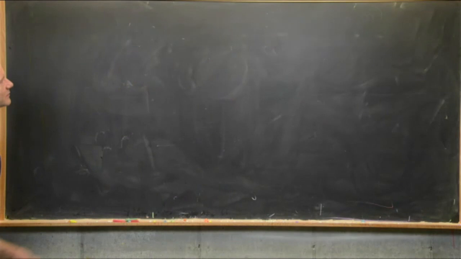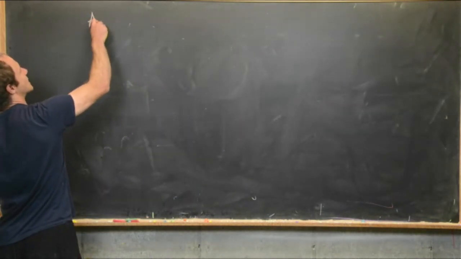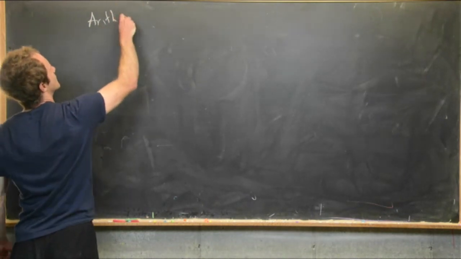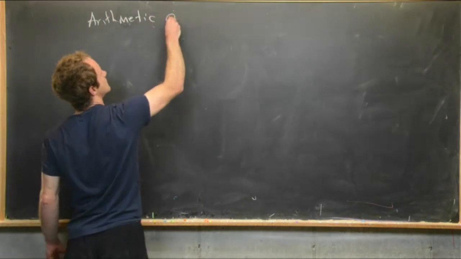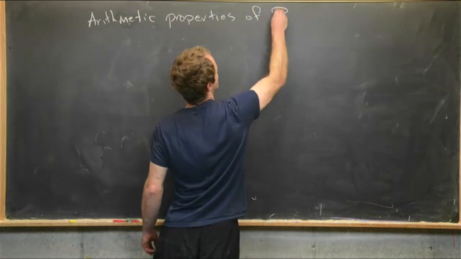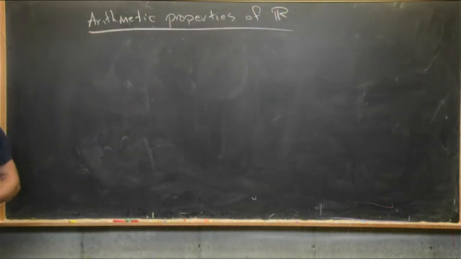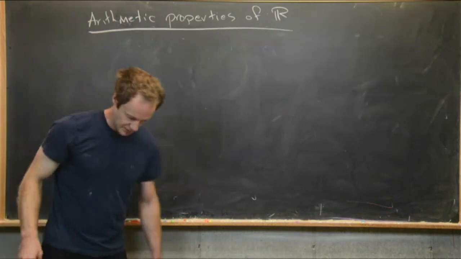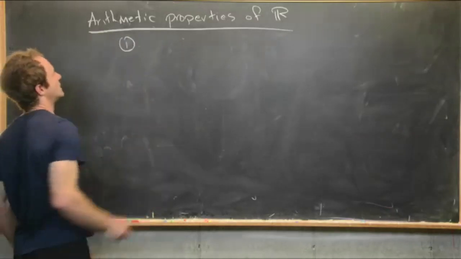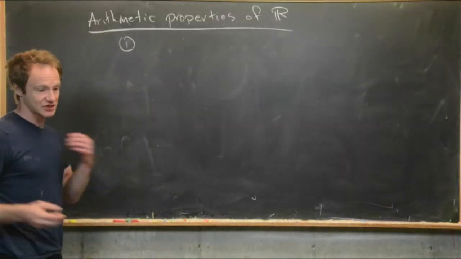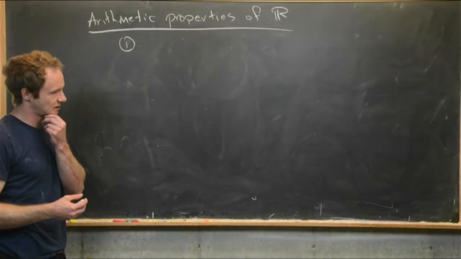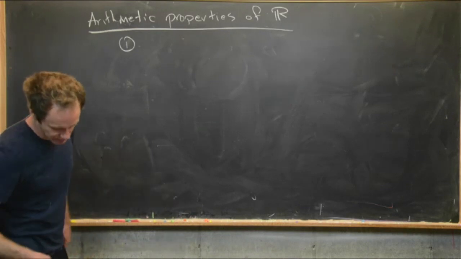Okay, so maybe we'll name this arithmetic properties of the real numbers. So we'll write it like that. So maybe we could do things like this. Number one would be when are two fractions equal to each other. Obviously this doesn't have to happen in real numbers, this could happen in rational numbers. But we'll just do it in real numbers.